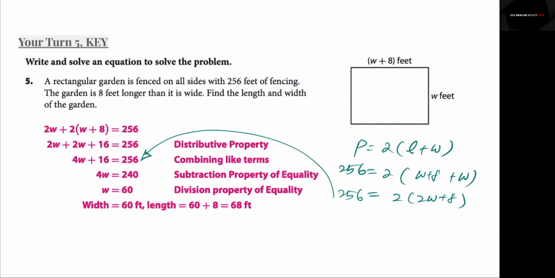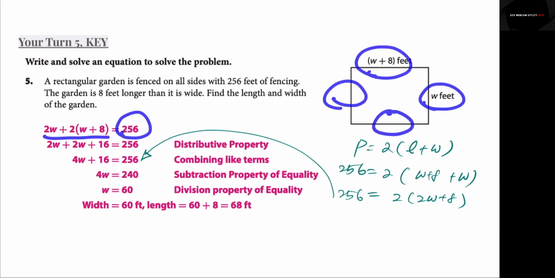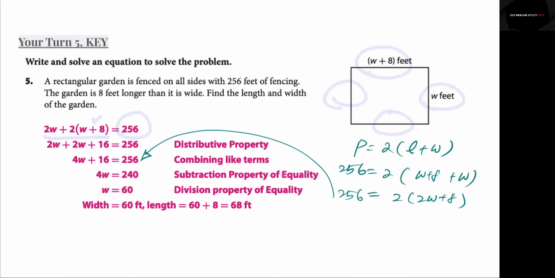Well, anyways, the perimeter is 256. Here's the formula for the perimeter because we got 2 W's and 2 W plus 8s. See that right there? Solving through the rest, it turns out that W is 60. And the length over here is W plus 8. So that'll be 60 plus 8 is 68 feet. So the width is 60 feet, length is 68.